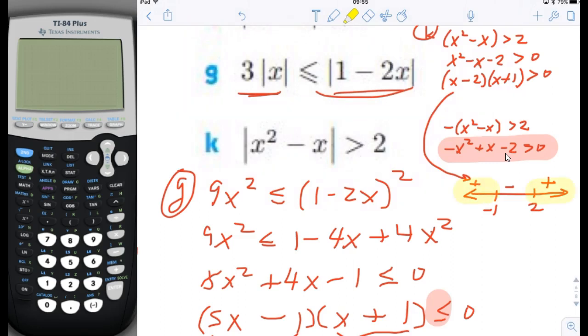Would we include -1 and 2? No, we wouldn't, because it says greater than 0 and not greater than or equal to 0. So our solution in this case is that x is greater than 2 or x is less than -1. Okay, and there are no solutions from this path here.